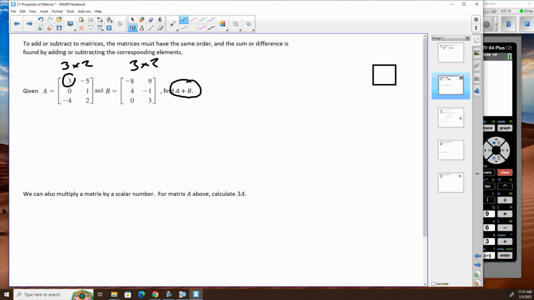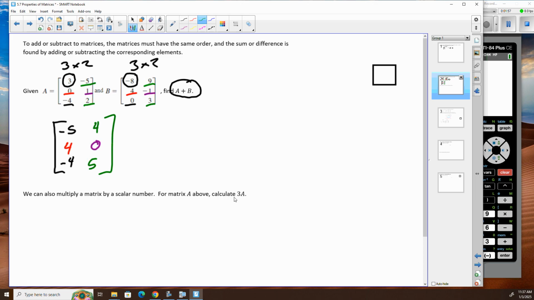So this 3 is in the same position as the -8, so I'll go 3 plus -8, which will give me a -5. Then I will take this -5 and add it with the 9 because they're in the same position, so -5 plus 9 is 4. Then I'll do the 0 plus the 4, and that gives me 4. And then I'll go 1 plus -1, which gives me 0. Then I'll go -4 plus 0, which is -4. And then I'll go 2 plus 3, which gives me 5.